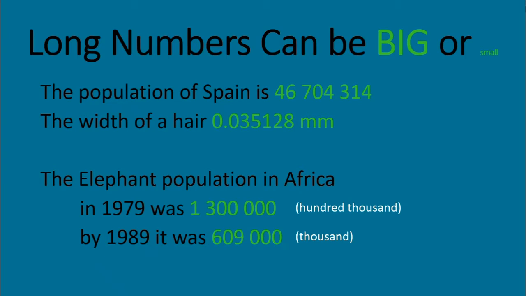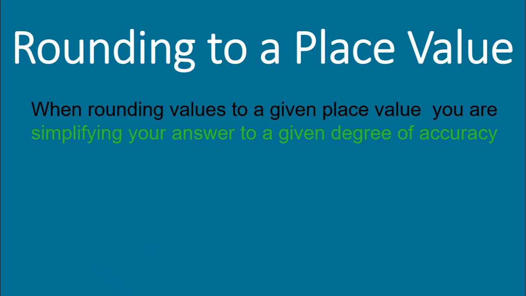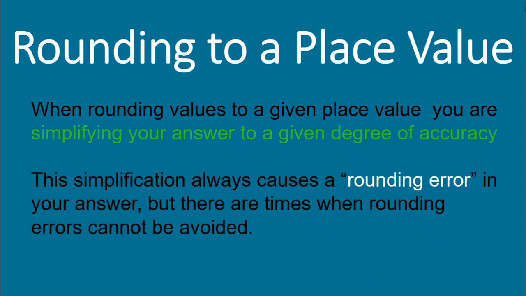Let's have a better look now at how we round and what it means to round. So rounding to place value. When you round to a place value, you are simplifying your answer to some given degree of accuracy. So it's not perfectly accurate, but you're naming how accurate it will be depending on the place value you have rounded to. This is a simplification, but it always causes a rounding error. And when I say rounding error, that doesn't mean that we've done it incorrectly. It just means that when you simplify a value, when it's not completely accurate anymore, there is a difference between the exact correct answer and the answer that you're given.